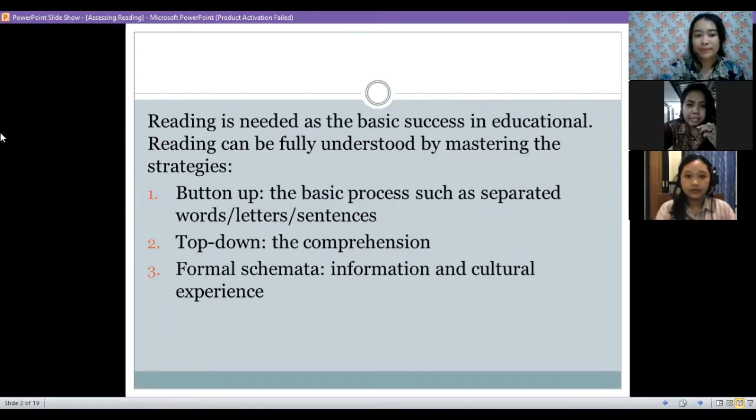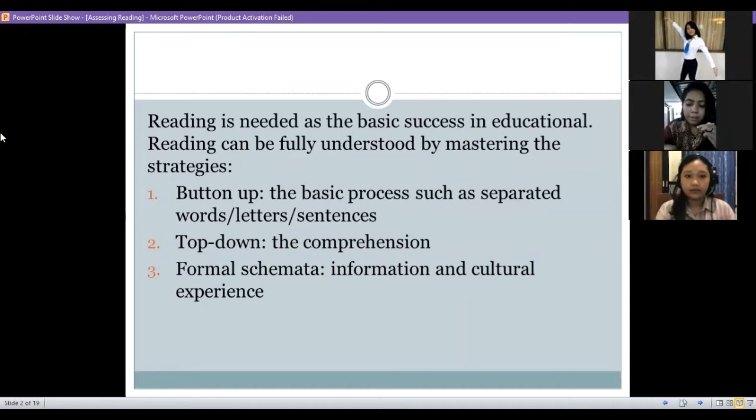Reading is needed as the basis of success in education. Why am I telling you about this? Because first, reading can gain more knowledge. Second, lots of reading can help us to master our lessons. And the third is, till now, reading lots of references and books is still the best way to gain mastery of vocabulary, grammar, education, and so on. So make sure that you read lots of books, yeah.